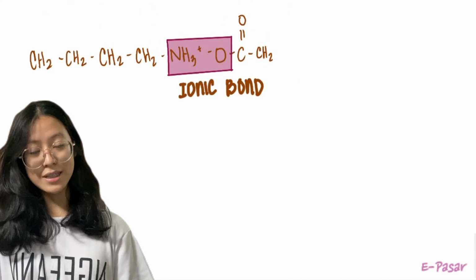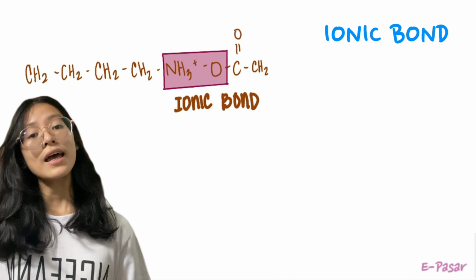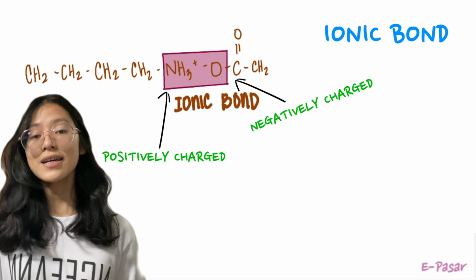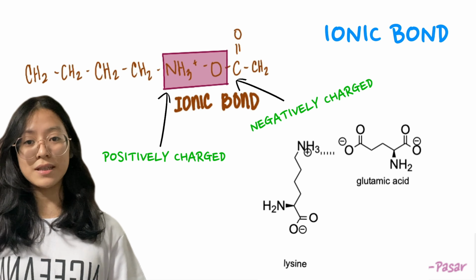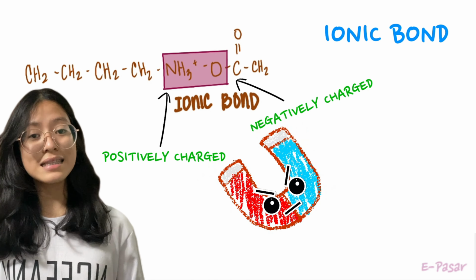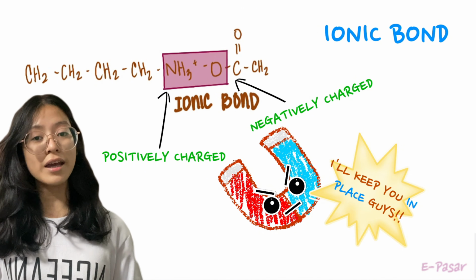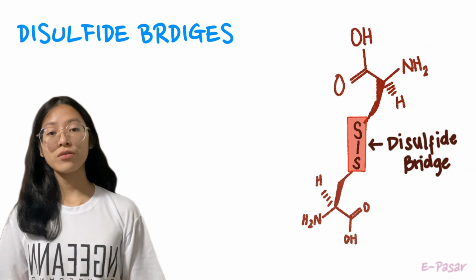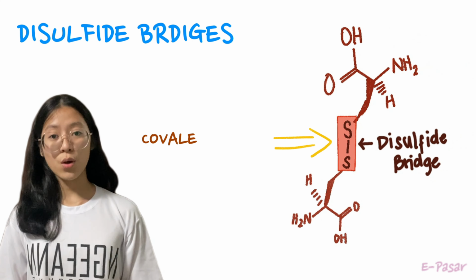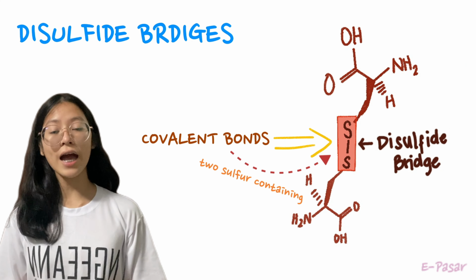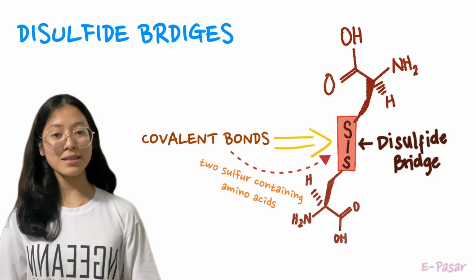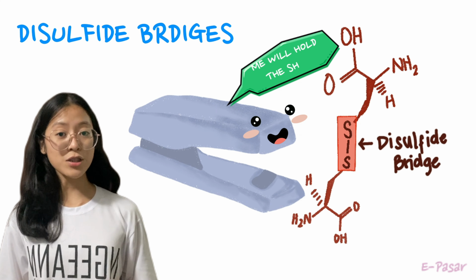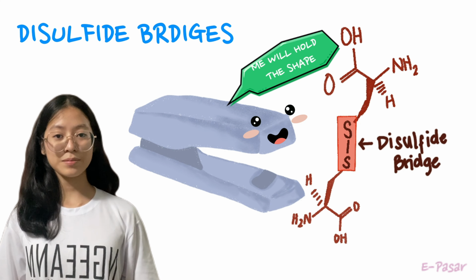Our next interaction is the ionic bond or salt bridges. Now these are formed between your positively and negatively charged side chains such as your lysine and your glutamate. They act like magnets as they keep the protein structure locked in place. And lastly, we have the disulfide bridges. These are strong covalent bonds between the sulfur atoms of two cysteine amino acids. Disulfide bridges act like staples, holding the protein shape firmly in place.